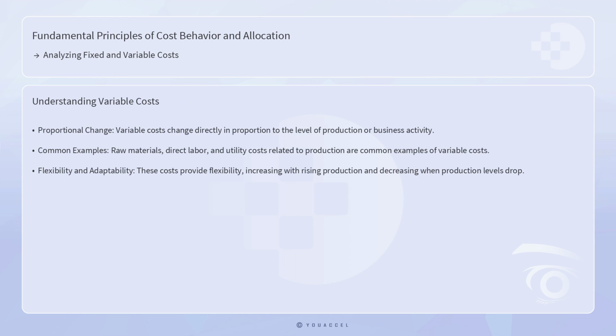Variable costs, in contrast, change directly in proportion to the level of production or business activity. Common examples are raw materials, direct labor, and utility costs related to production. These costs provide flexibility as they increase with rising production and decrease when production levels drop, aligning expenses more closely with revenue streams. This adaptability can be advantageous in managing short-term financial pressures and responding to fluctuations in demand.